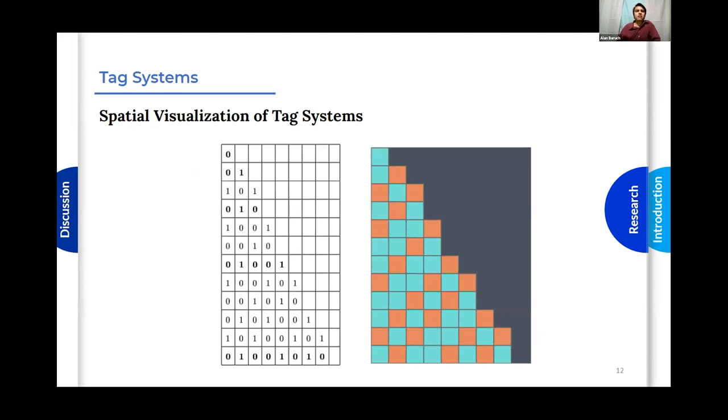For a spatial visualization of a tag system, we can put the actual string under the last string, and then, putting all the strings together, we can see this form.